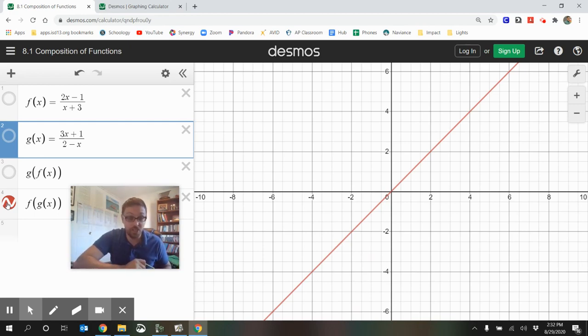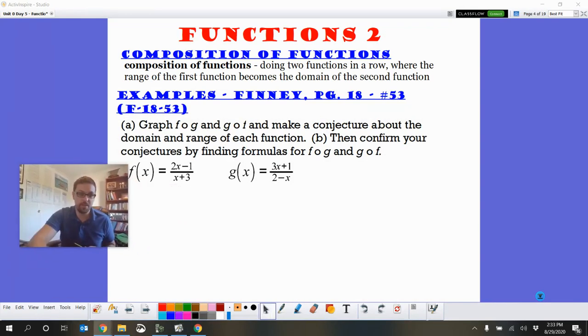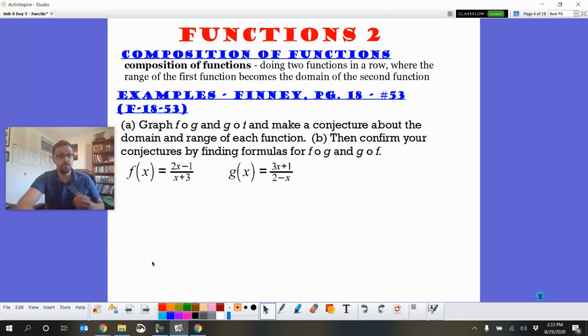So the conjecture that we're going to make, and it's going to seem a little wild, is that the two functions, their domain and ranges are swapped. Ooh, we'll find out more about that because they wanted us to make a conjecture. So domain and range is going to be swapped between those two. That's my prediction that I'm making right now. We'll see how that goes. So to confirm that, we're going to figure out the formulas of f of g and g of f.